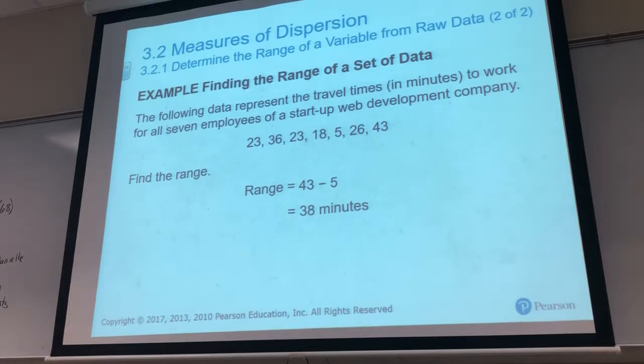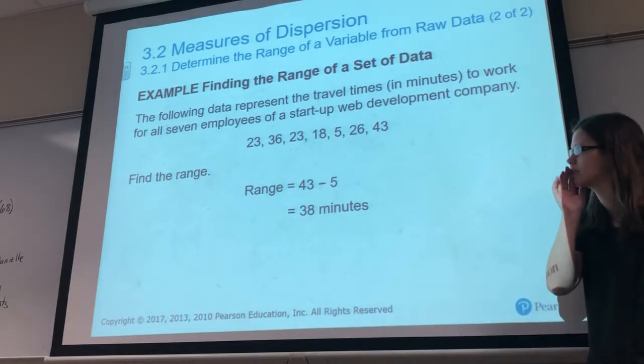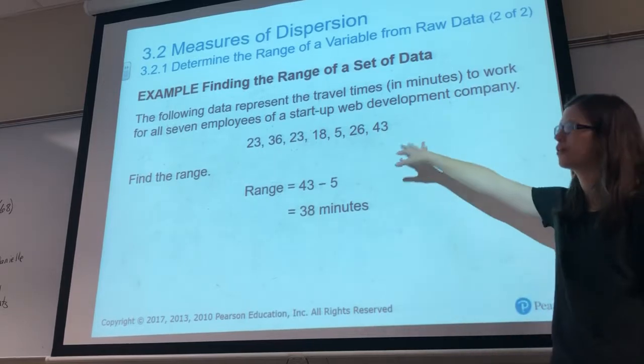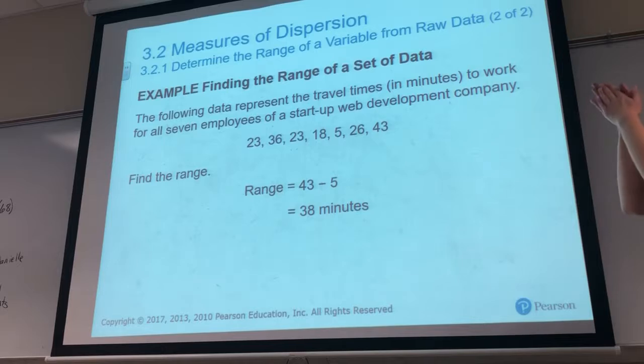So the range is super easy, but it's also not all that helpful because it just uses the largest number and the smallest number. It doesn't tell us what's going on in between those two things. So it doesn't tell us if the other numbers are evenly spread out on the number line, or if all of them are 23 just stacked on top of each other. So it really doesn't tell us what's going on in between.